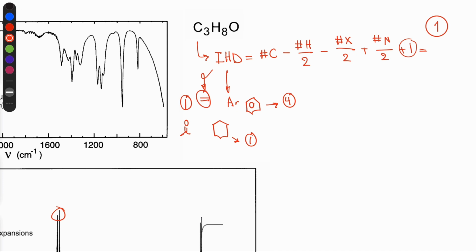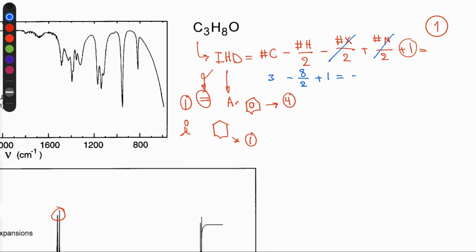So for now, in the formula that we have right now, let me write it here, we have 3 carbons, we have 8 hydrogens which get divided by 2, and hopefully we don't have any halogens or any nitrogens today, so we're not going to forget that plus 1.